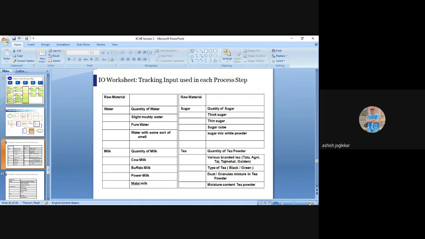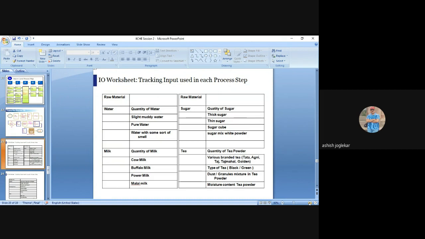So when you are doing the tracking for each input step, we follow this template. That is raw material, water. How will water affect your tea? Quantity of water, water quality, pure water or water with a smell will have an effect on tea. Then what is the milk? Quantity of milk, cow milk hai, butter milk hai, powder milk hai, malai wala milk hai. So it will have a different effect on the tea quality.